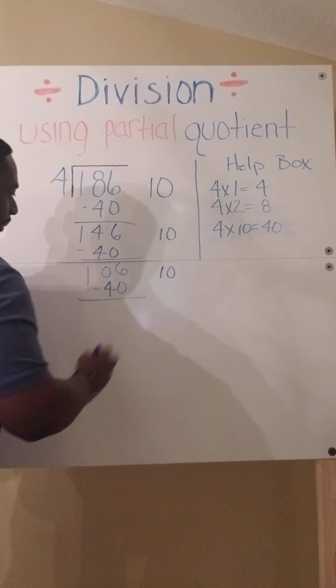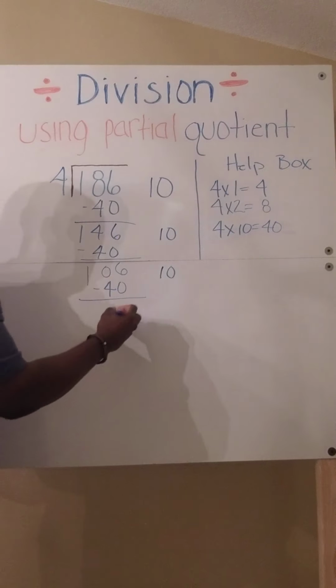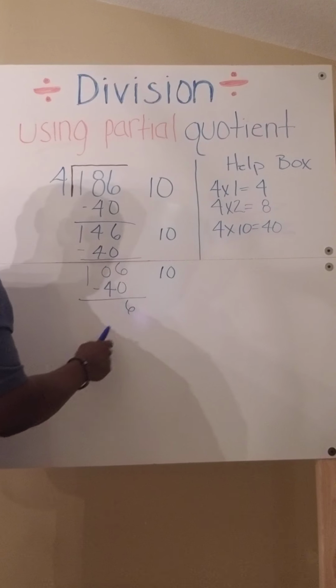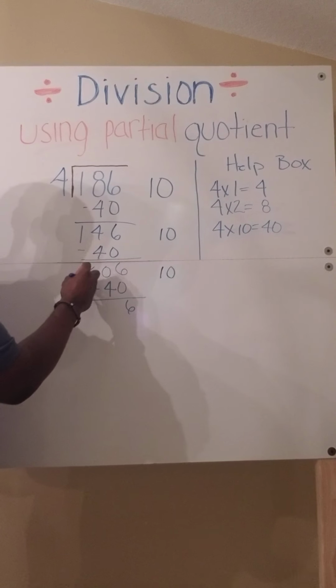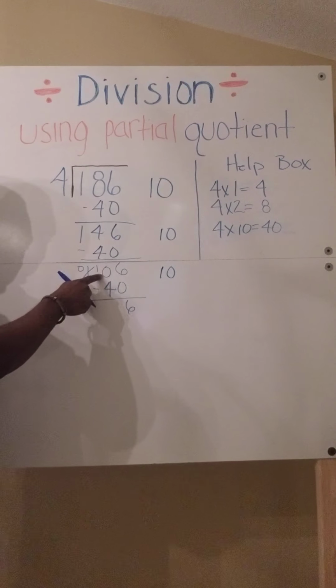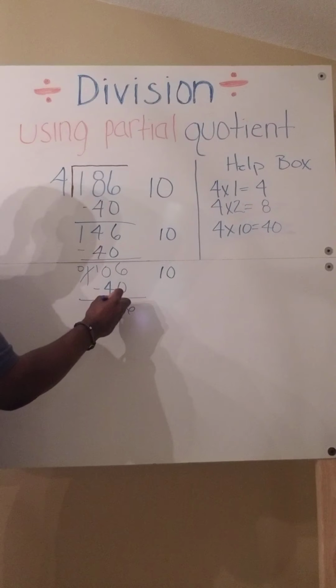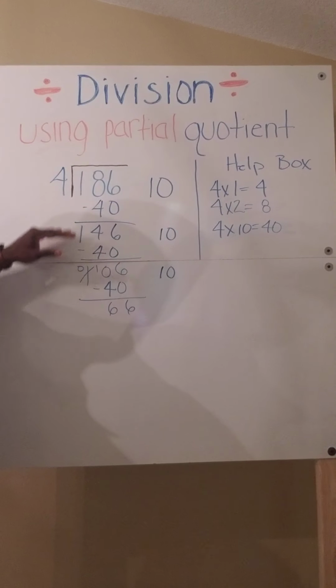Now I'm going to repeat the same process. I'm going to subtract the 40 from 106. Again, 0 from 6 is 6. I can't take 4 from 0, so I need to regroup in the hundreds place. So that 0 now becomes 10. 4 from 10 will leave me 6. Again, as you can see, my numbers are getting a lot smaller.